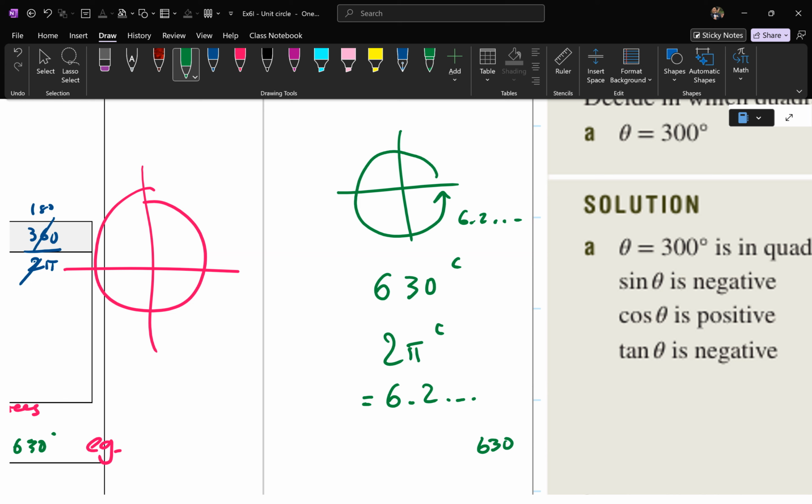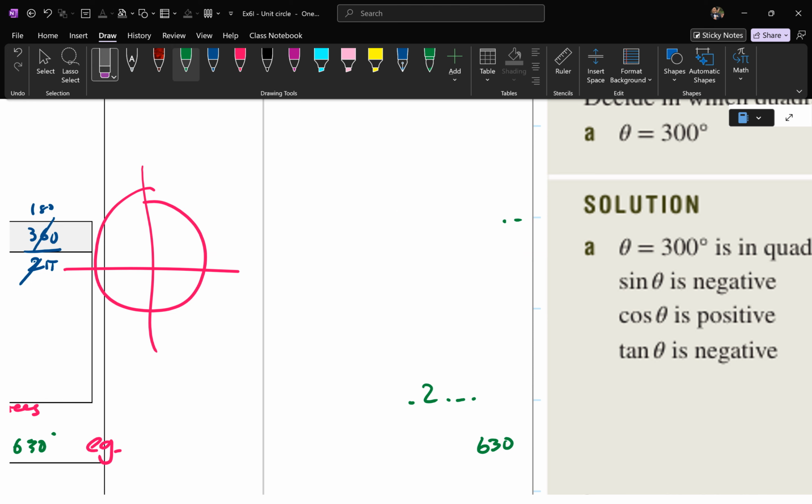Because it's a recurring decimal, and writing it as 2 pi is an exact value, which is easier to say. Make sense? But remember, radians is a measure of the distance around the circle, whereas the angle is the actual measurement in degrees. It's the rotation versus the distance. Cool? All right, so that's the first part for you to understand.